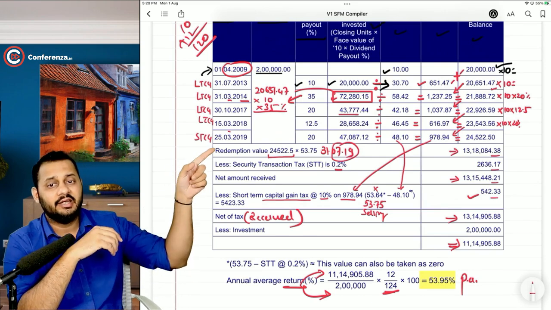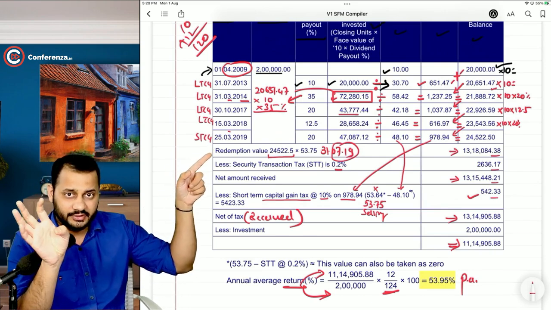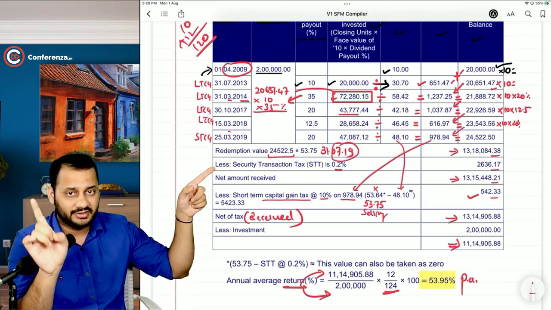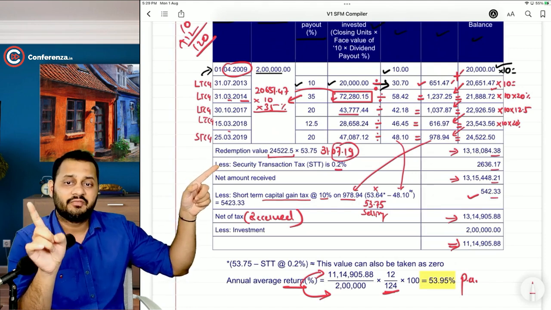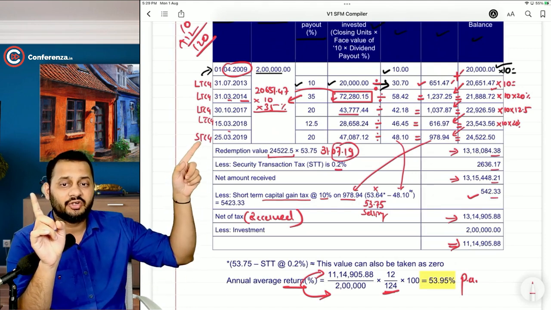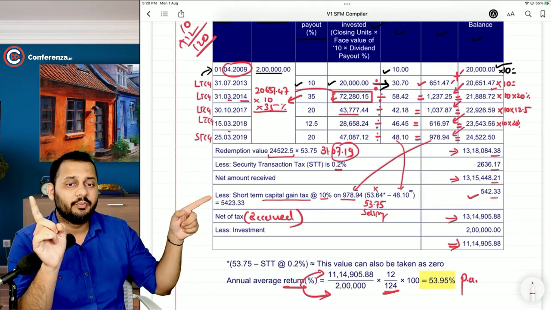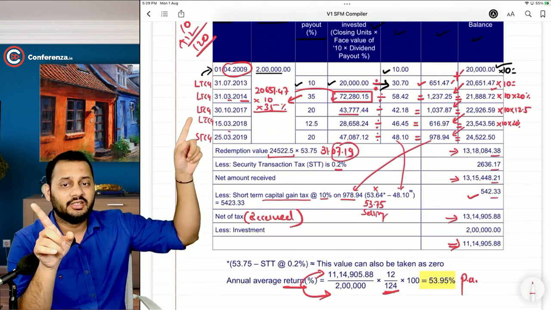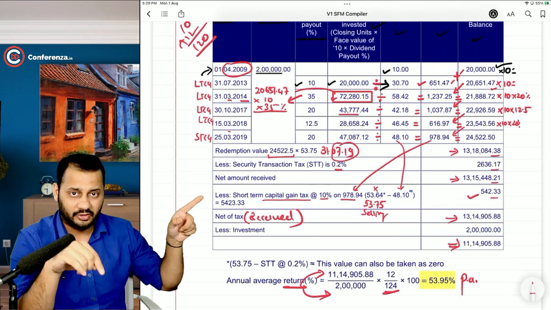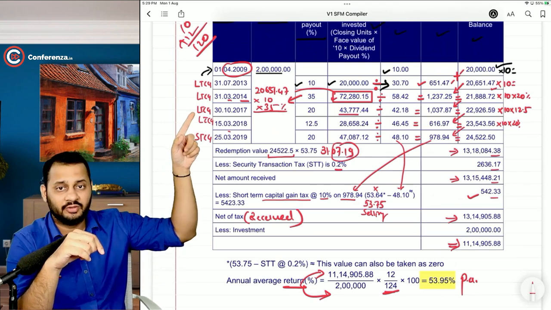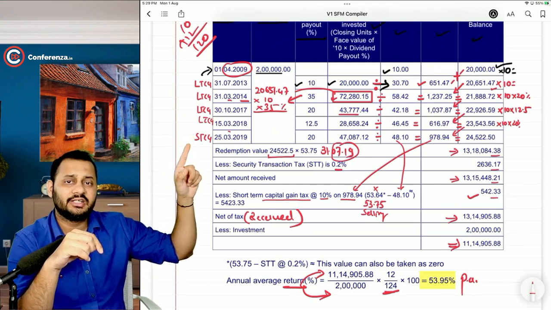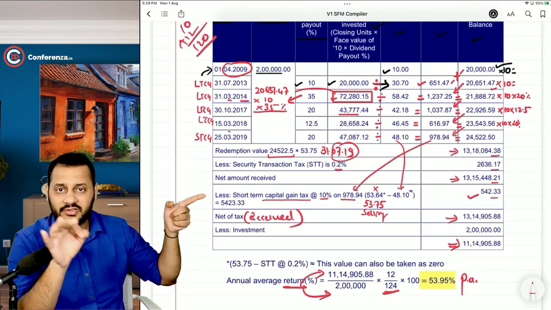And at the end you sell all those units, and at that time you need to deduct the securities transaction tax. After that, you need to make sure that if there is any short term capital gain, then you pay the tax on that also. If there is any long term capital gain, you pay the tax on that also. In this question, there is no tax on LTCG, but there is a tax on STCG. So that's why we paid 10% on that.